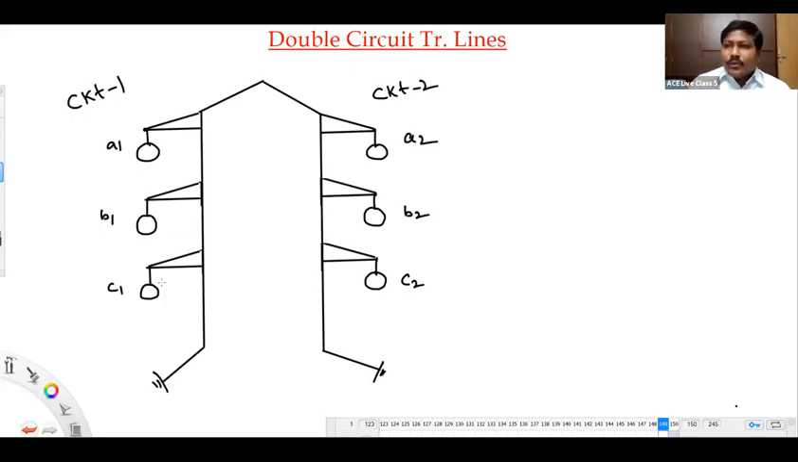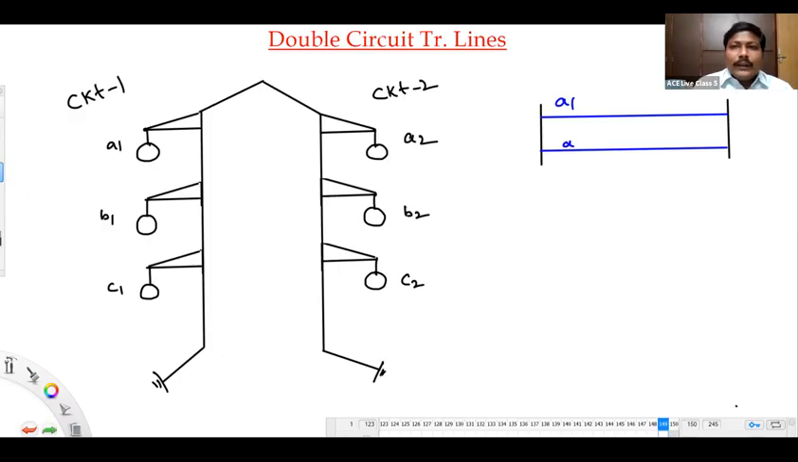Definitely these two circuits are running in parallel. There is no doubt about it. For example, there is a phase A bus bar on the sending end side and a phase A bus bar on the receiving end side. You have phase A line connecting the sending end side to the receiving end side, A1, and sending end side to receiving end side, A2. So this is A1, A2. Similarly, phase B also, B1, B2 will be repeated.